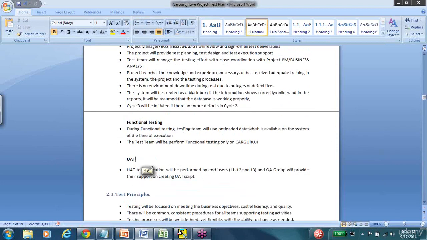So functional testing, again, it says that the team will use preloaded data, again point one of the key assumptions. And then it also says that the testing team will perform only functional testing on cargo registry. Yesterday we noted down the requirements, whether they were functional or non-functional in nature, but here we are limiting our scope to functional testing.